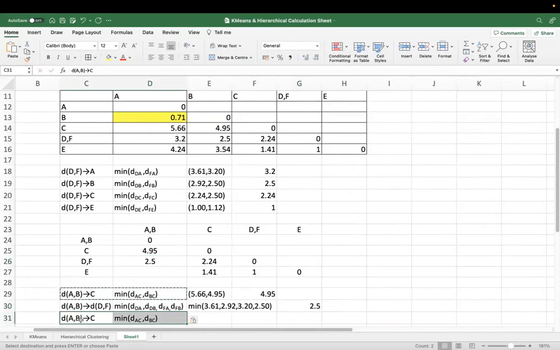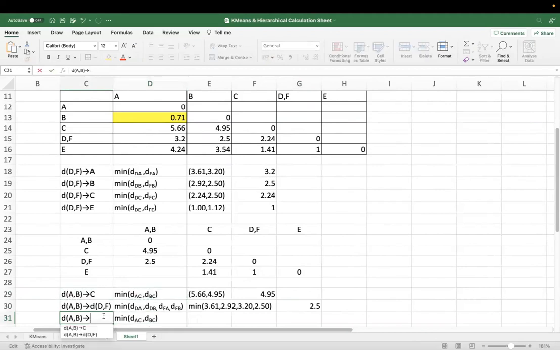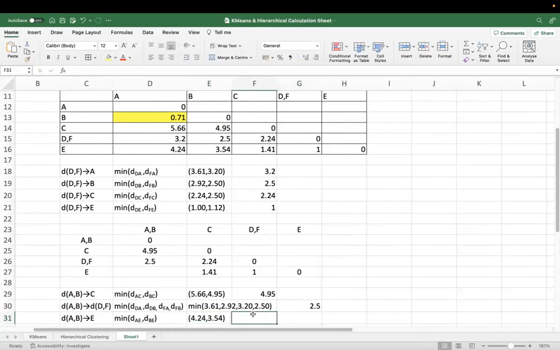Then the min of AE, BE. AE is 4.24, BE is 5.4. So what is the lowest value? 5.4. So we will fill this with 3.54. This is the updated matrix.